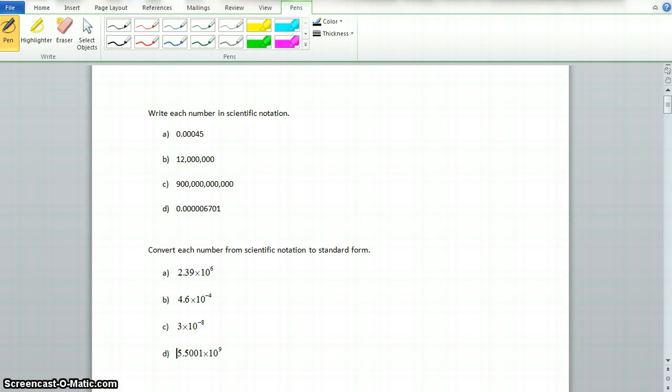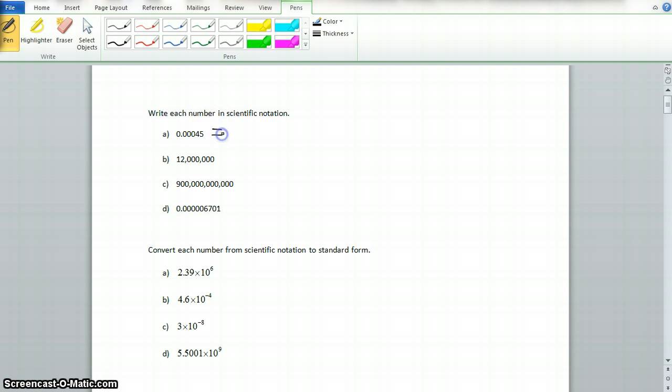This example is about scientific notation. The first example says, write each number in scientific notation. These numbers, A through D, are given in standard form, so we want to change them to scientific notation. Scientific notation consists of a number between 1 and 10, excluding 10, but it can be 1, and then times 10 raised to a power.